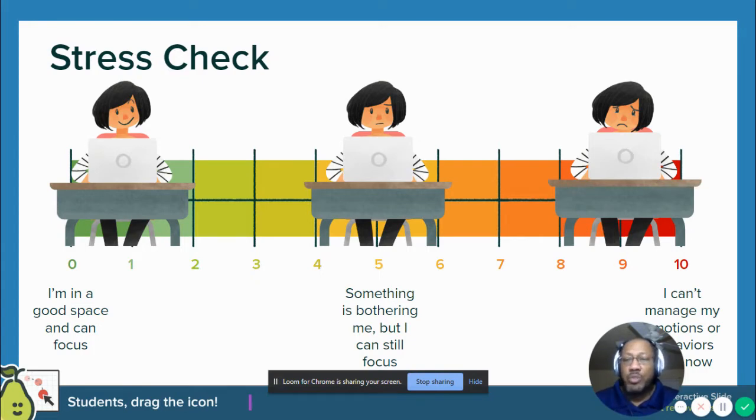On this particular chart, you go from 0 to 10. 0 to about 2.5 or 3 will tell us that you're in a good space and you can focus. Anything after 3 up until about 7 gives us an idea that something might be up with you, but you still have the ability to focus. And anything above a 7 really is you feeling like maybe you can't manage your emotions or your behaviors right now. Maybe you need to take a break.